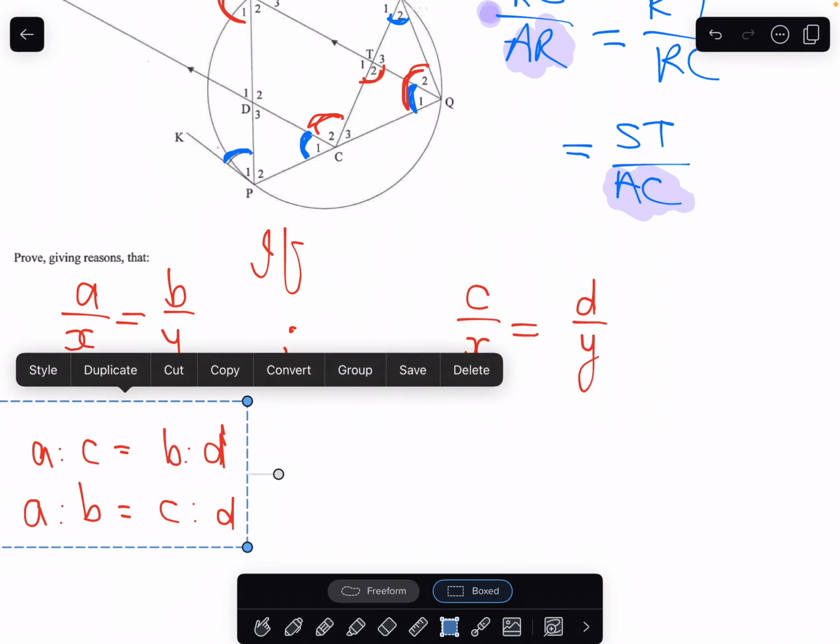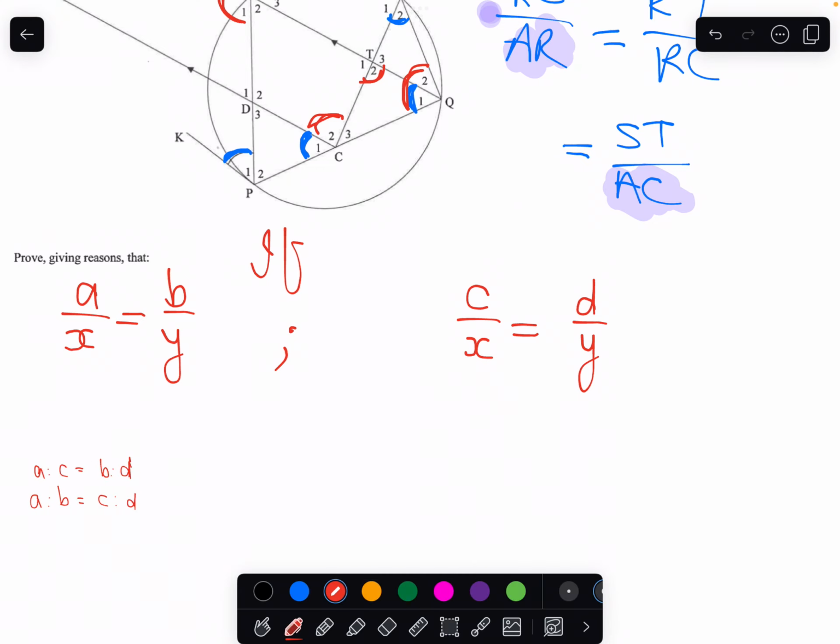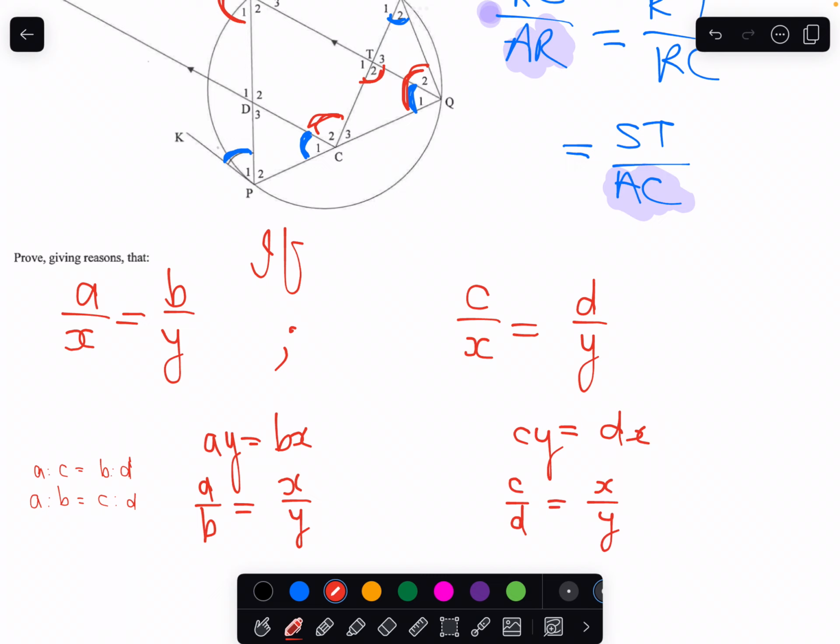It is true because from the first one we'll have AY is equal to BX. From the second one we'll have CY is equal to DX. And so A over B will be equal to X over Y. And over here we'll have C over D equal to X over Y. So A to B will be equal to C to D.